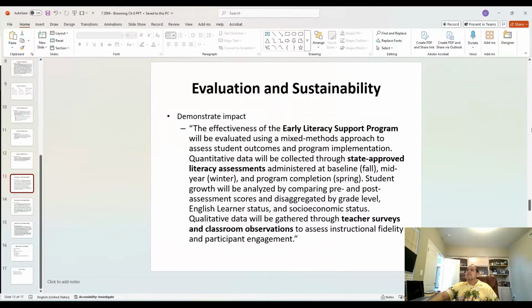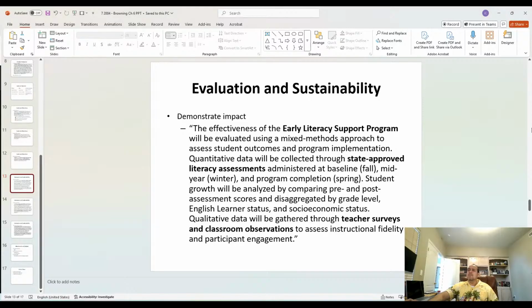Then we have evaluation and sustainability. Okay, this is the data piece. This is usually the part that people don't like, and a lot of times hire external evaluators to do this. But depending on what they're asking for, I say do not shy away from this in terms of being able to let them know what you want to do and also deploying it and actually doing the evaluation yourself.